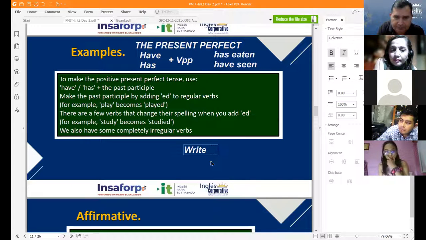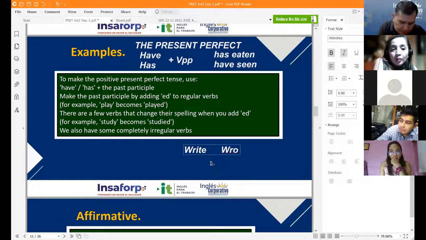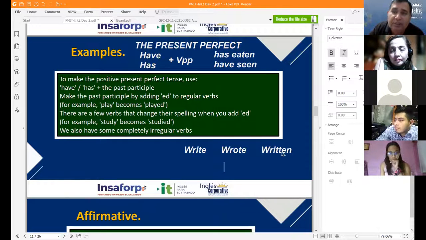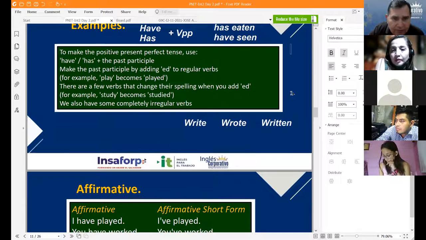It has forms like write, wrote, written. So this is for the present, this is for the past, and this is for the present perfect: written, have written. So you say, has eaten, have seen. Ha comido, han visto, okay?